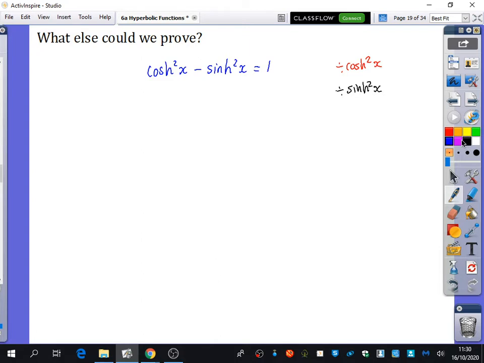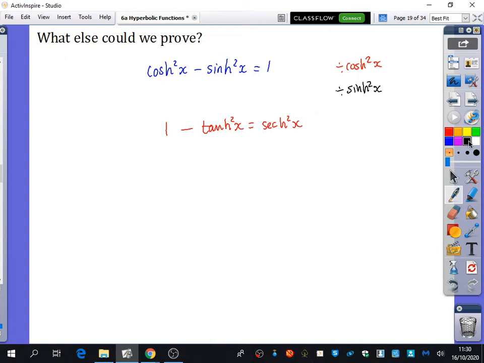So first of all, I'm going to divide everything here by cosh squared. If I divide cosh squared by cosh squared, I will get 1. If I do sinh squared divided by cosh squared, I will get tanh squared. And if I do 1 divided by cosh squared, I get sech squared x. Okay? Now, what does the trig one normally look like? What's the trig one? Yeah, it's normally 1 plus tan squared equals sec squared, but we've now got 1 minus tanh squared equals sech squared. Okay, so similar, but a little twist.